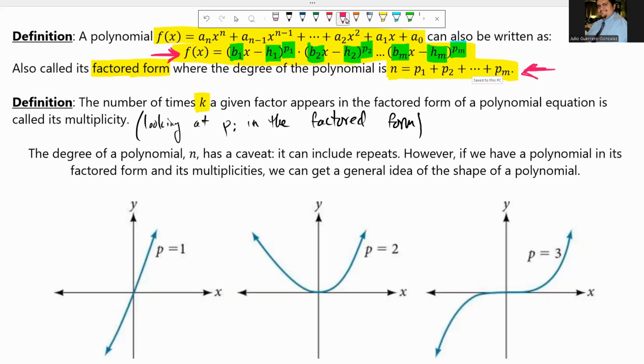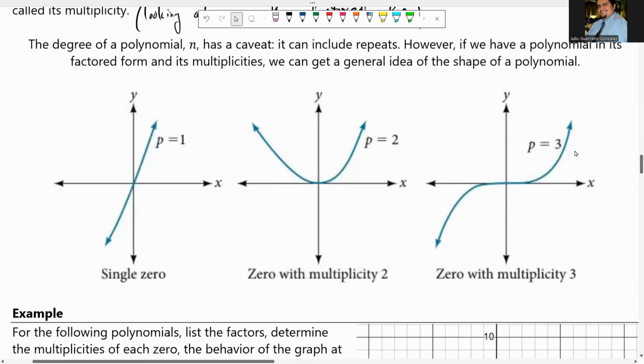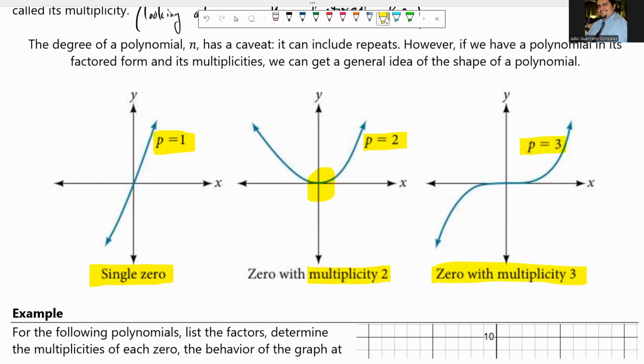Okay. All right, so there's a fair amount of nice stuff that we can pick out from the factored form from each multiplicity. Single zeros, or when the multiplicity is 1, this is what it's going to look like. It's going to cross. Multiplicity 2, so if P is equal to 2, this is what it does. It sort of touches it and bounces directly off. Multiplicity 3 does this little curve thing. But it crosses. It outright crosses. And this is the general idea.